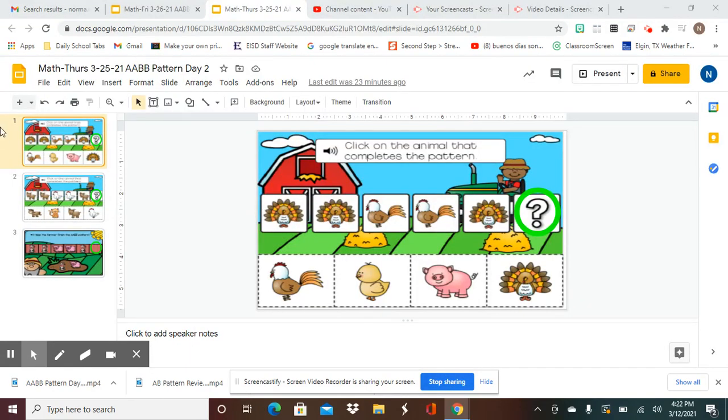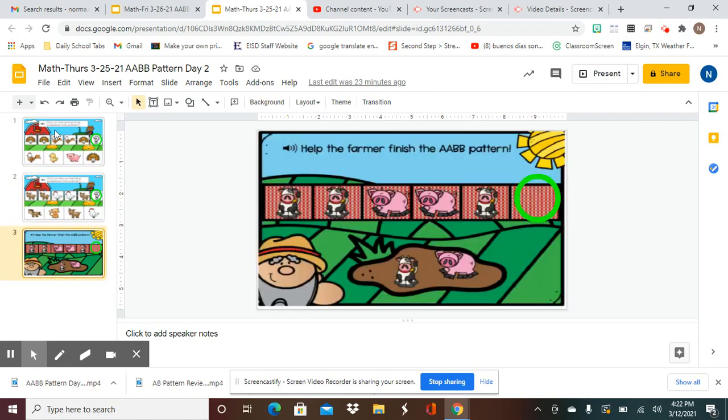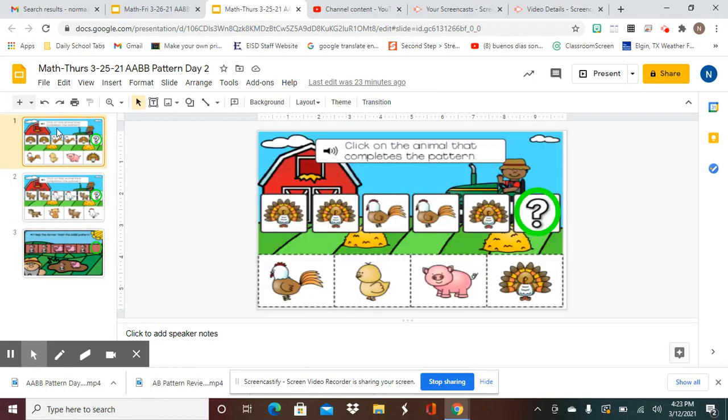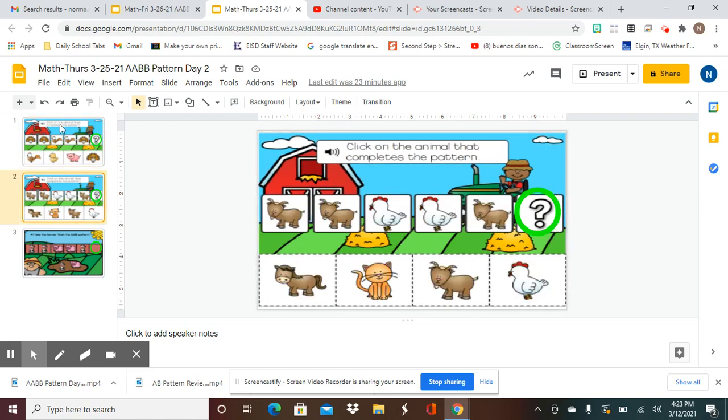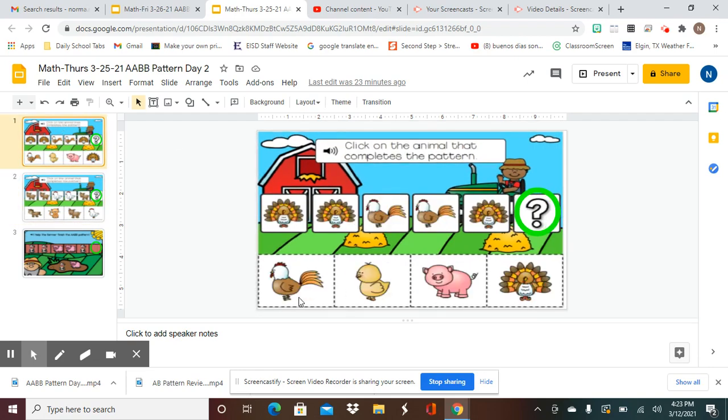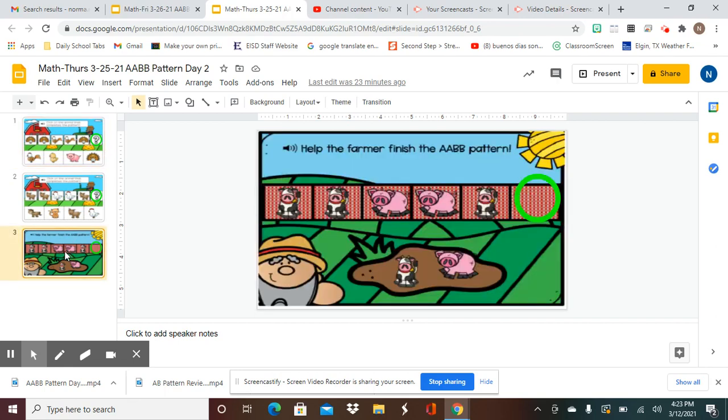Okay, for today's activity, we're going to have three Google Slides. One, two, and three Google Slides that we have to work with. And we're going to be doing the pattern AABB. So these two are kind of like the ones we did yesterday. They're very similar. So you just move that circle to whichever animal you think is next. This one's a little bit more new. So let's practice with this one. It's basically the same thing, but instead of having four things in the bottom to choose from, now you're going to have two. And this is our pattern.